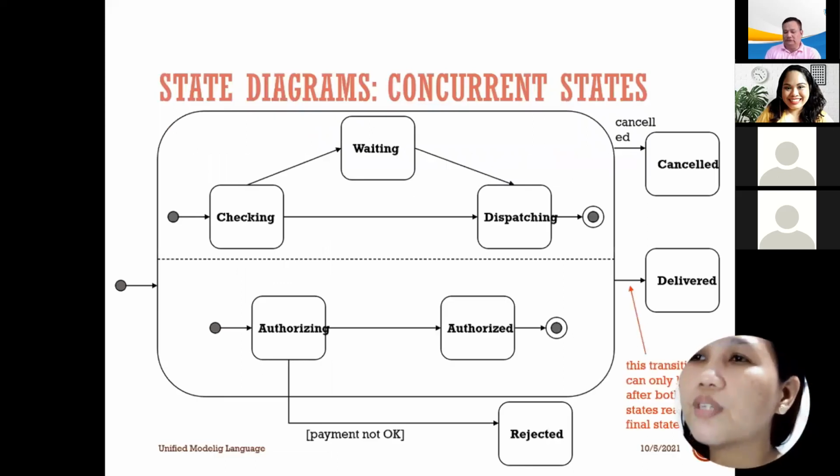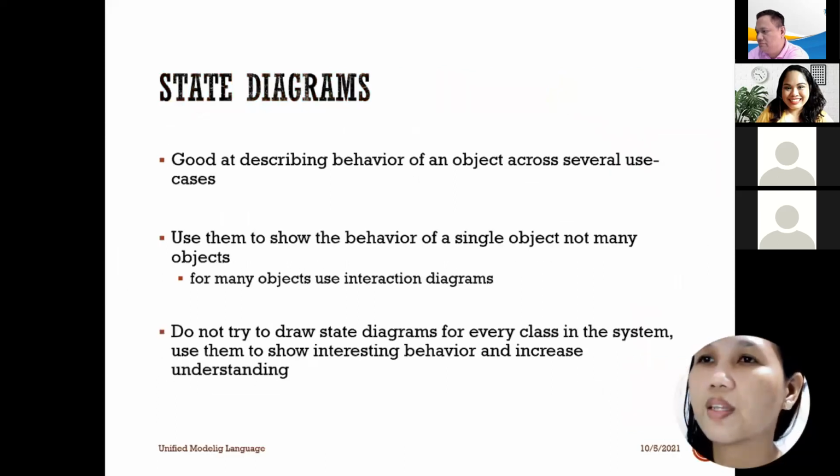Here's another example of a state diagram on a concurrent state. Still, this is more organized, which you can see as there are some functions inside the big box. If the payment is not okay, then it will be rejected. If it's authorized, then it will be delivered. If it's waiting and it's cancelled, then definitely it will be cancelled. The arrow on the delivered is a transition that can only be taken after both concurrent states reach their final state.